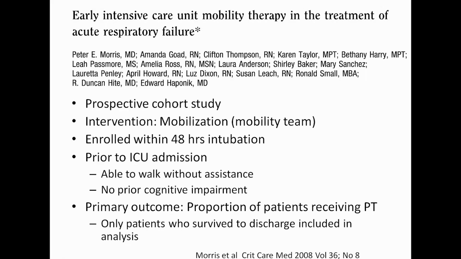This is a prospective cohort study which used a mobility team to help mobilize patients early. This mobility team was made up of a critical care nurse, a nurse assistant, and a physical therapist. These were patients who were enrolled very soon after the onset of mechanical ventilation, and at baseline, the patients did not have, prior to their admission, any problem either with walking or baseline cognitive impairment. The primary outcome of this study in 2008 was to see could this mobility team really successfully increase the proportion of patients who were able to begin PT in our ICU.